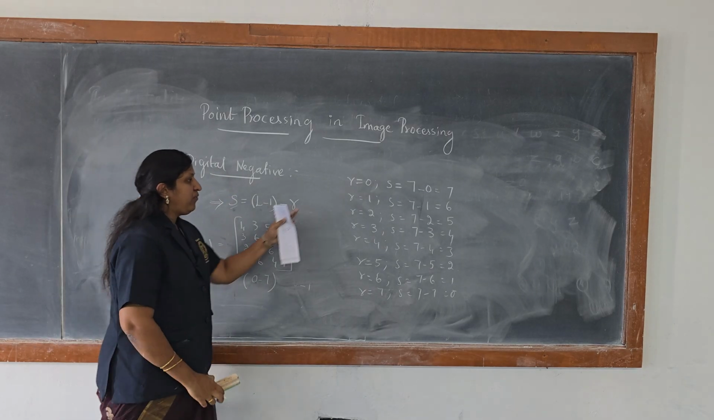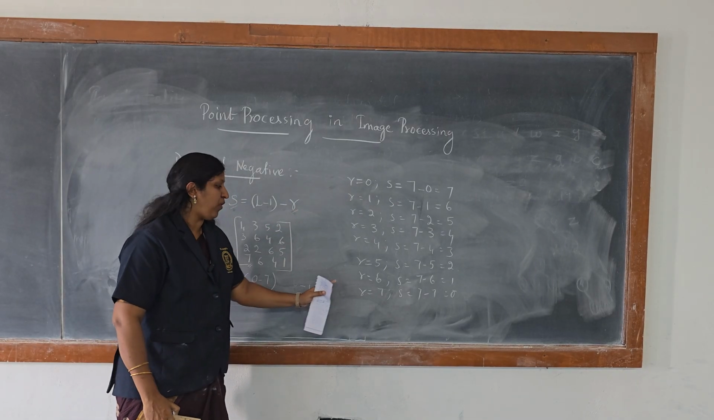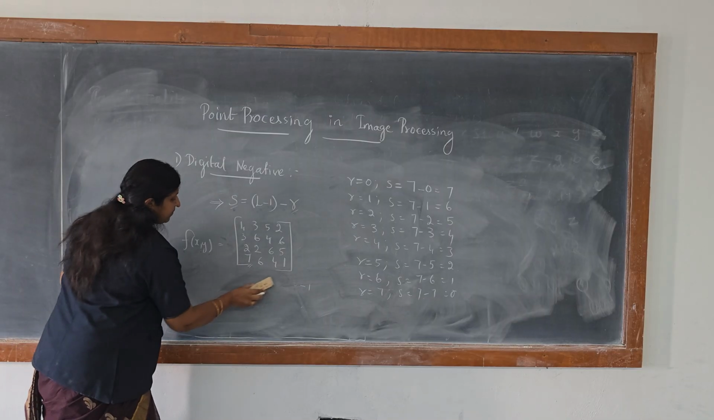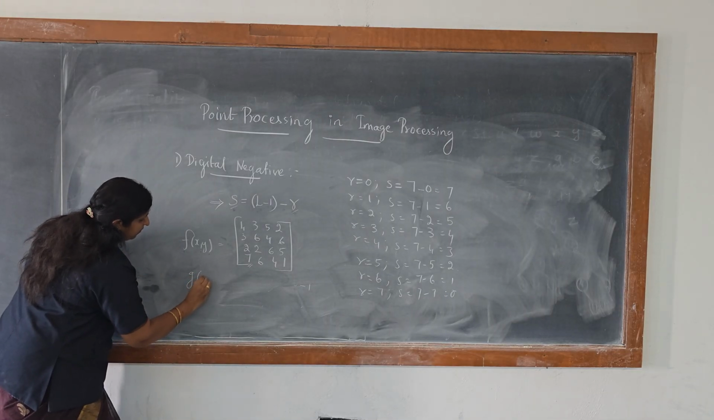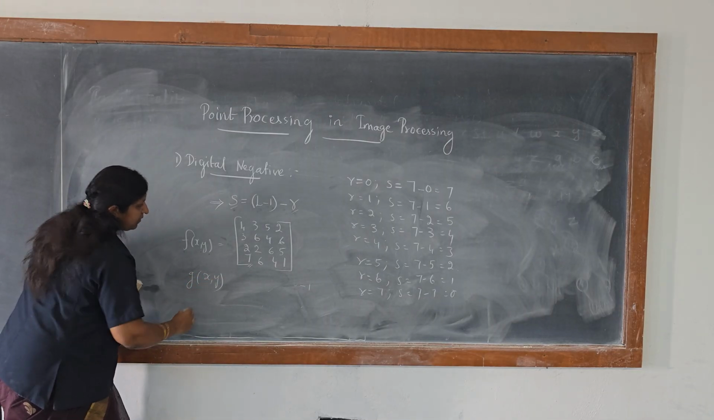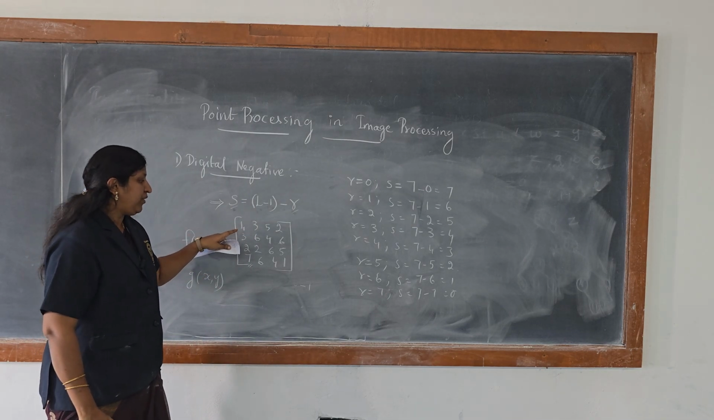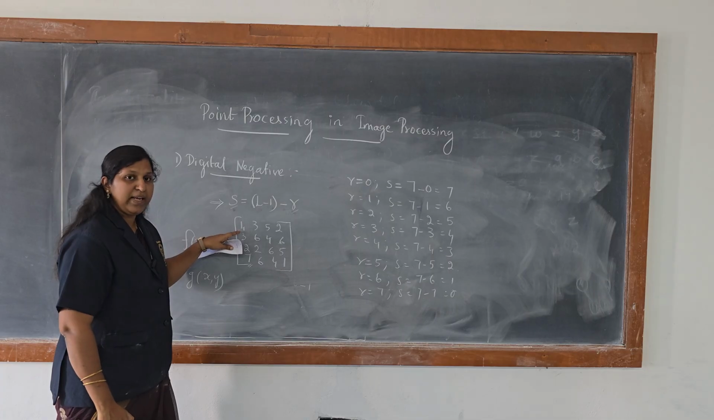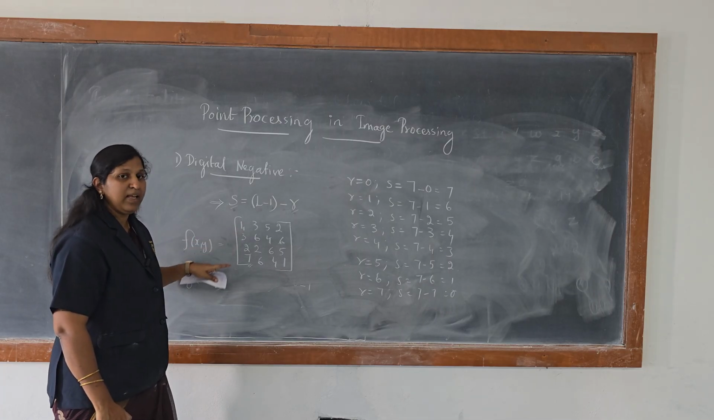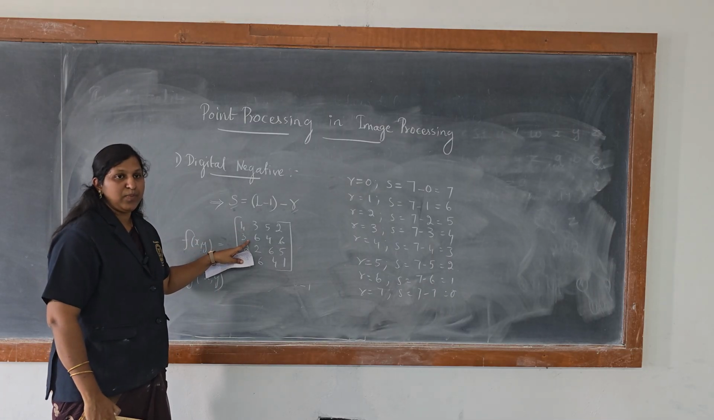Okay. Now, from this relation, we can form the output matrix G of x comma y. So you can witness we are doing modification over each and every individual pixel in the input image matrix.